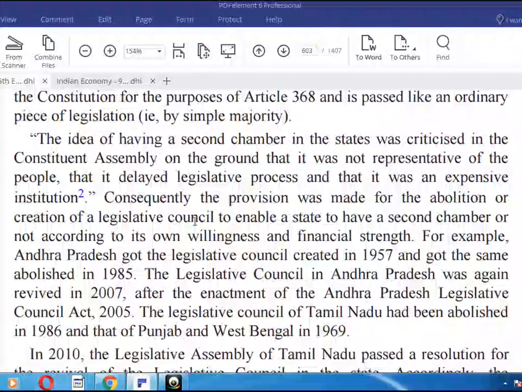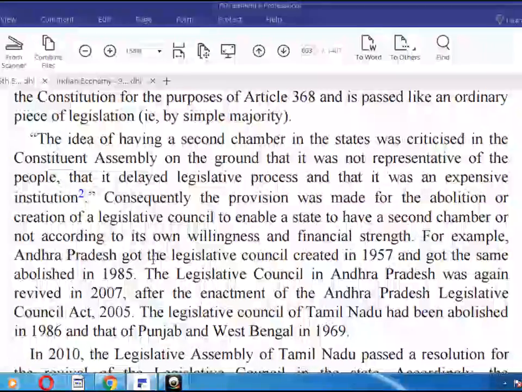The idea of having a second chamber in the states was criticized in the Constituent Assembly on the ground that it was not representative of the people, that it delayed the legislative process, and that it was an expensive institution. Consequently, the provision was made for the abolition or creation of a legislative council, to enable a state to have a second chamber or not, according to its own willingness and financial strength.